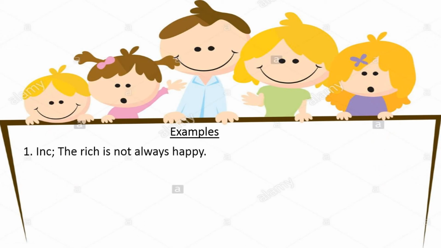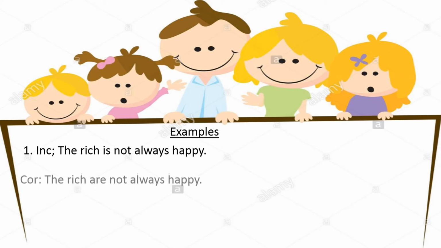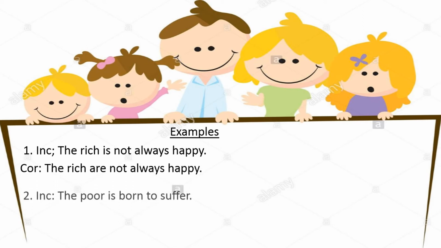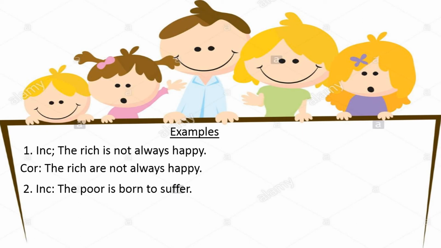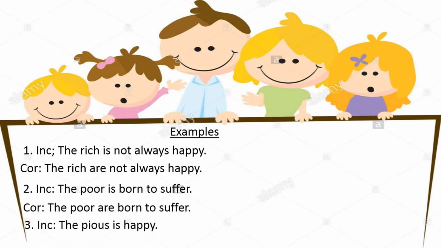Okay, examples. The rich is not always happy. Here rich is an adjective, so if you find the before an adjective, then the subject will be plural, so the verb will be plural here. The rich are not always happy. Okay, the poor is born to suffer. Poor is an adjective, so we use the before an adjective, so the subject will be plural here, so the verb will be plural. The poor are born to suffer. The pious is happy, similar as before: the pious are happy.